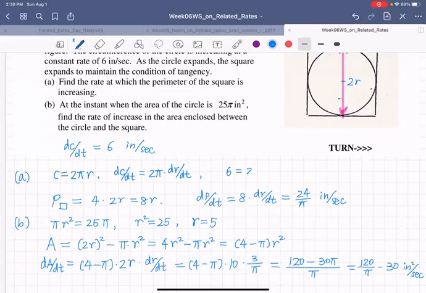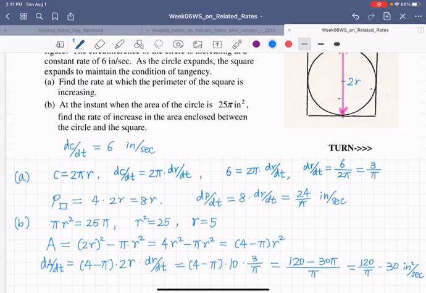6 equals 2 pi times dr over dt. So dr over dt equals? 6 over 2 pi is 3 over pi. There you go.